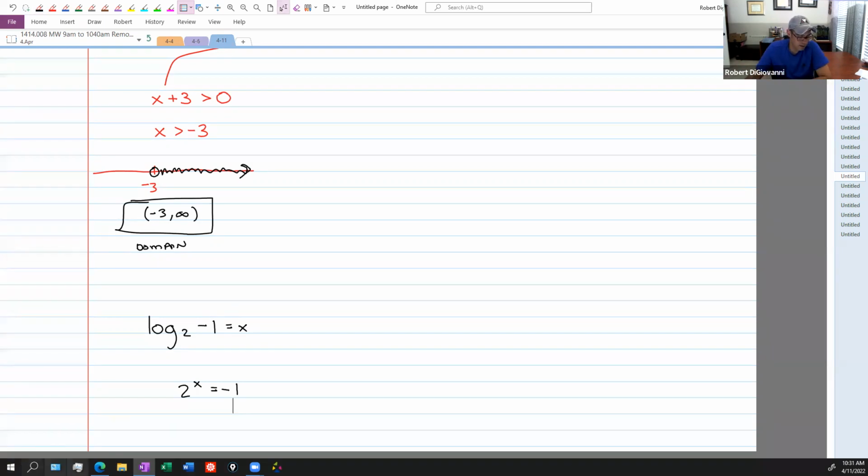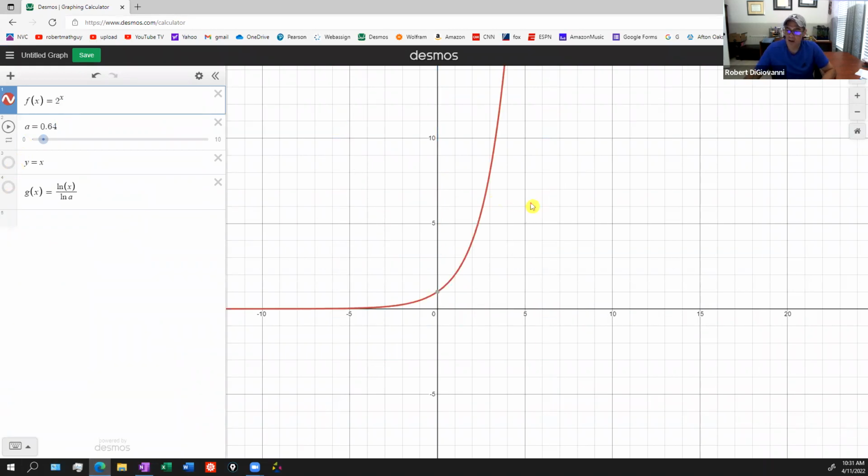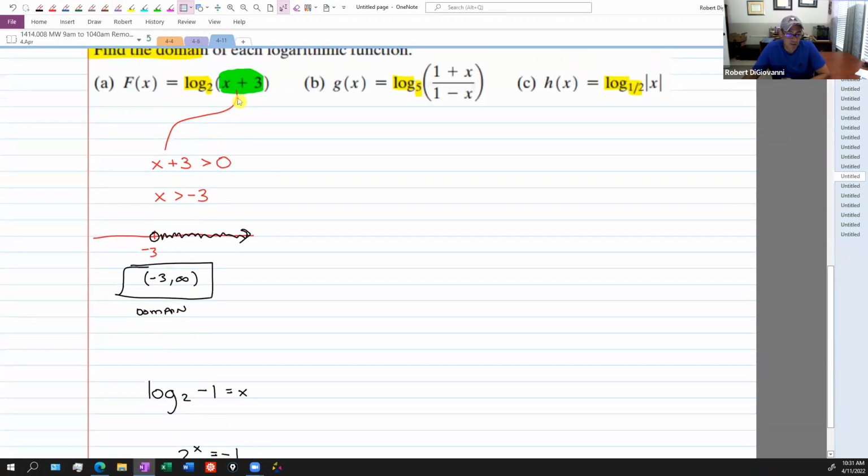How do we know that? Because when you graph 2 to the x, we graphed it earlier. Here's 2 to the x. That's the graph of 2 to the x. Is it ever below the x-axis? No. So it's never going to be -1. In fact, it's never going to be 0. It's never going to be any negative number, which is why I have to solve this inequality.